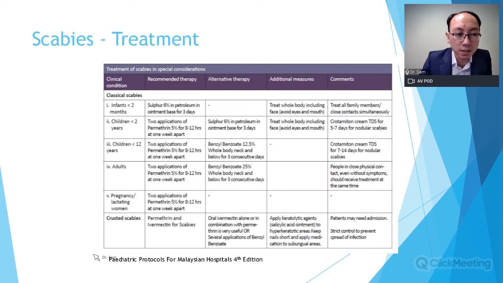So this is a slide I adapted from the Malaysian Pediatric Protocol. Not sure whether you can see it very clearly. Basically, just to summarize the slides: the first line treatment for scabies in pediatric patients is permethrin 5%. So just equip your clinic with permethrin 5%, because it is relatively safe and has fewer side effects compared to benzyl benzoate. With benzyl benzoate, sometimes we are concerned about the neurological side effects. Permethrin 5% you can use in any age group of patients.